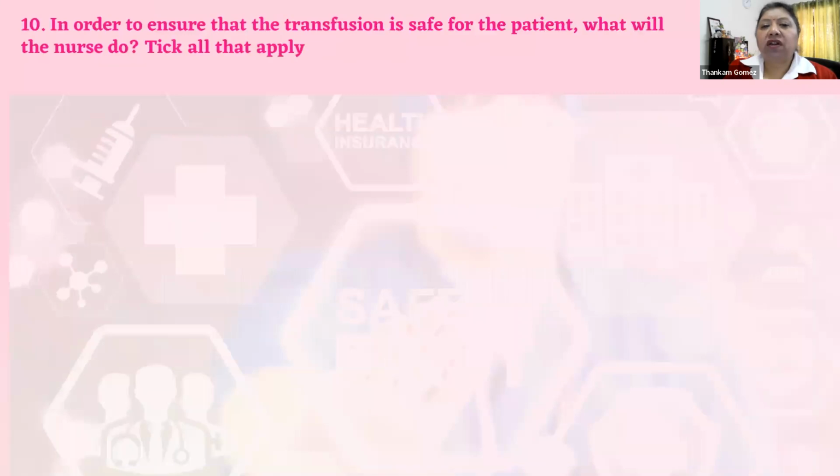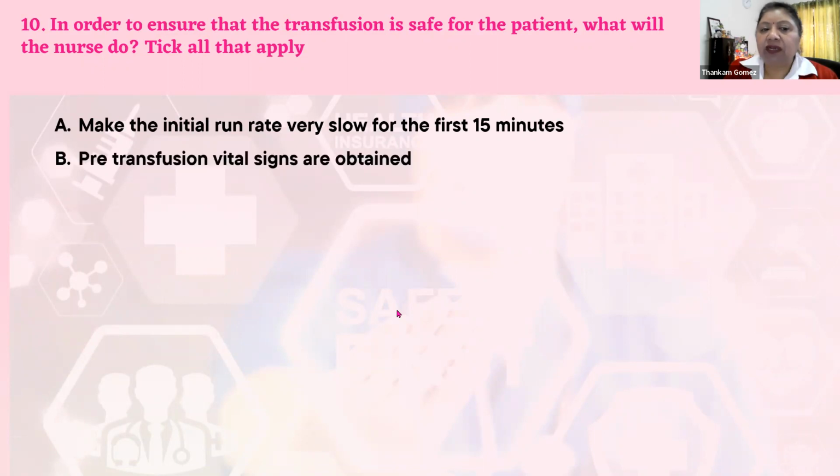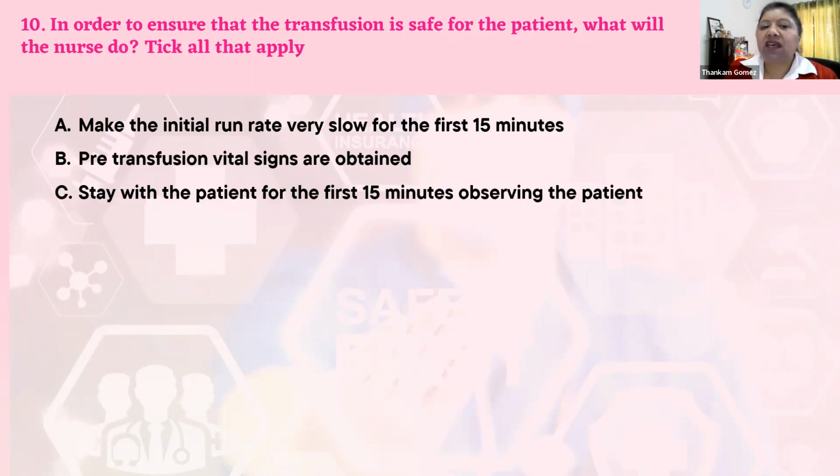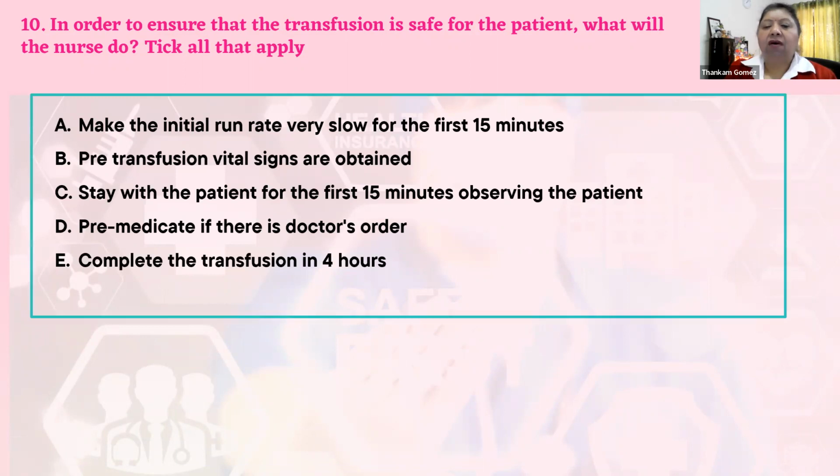In order to ensure the transfusion is safe for the patient, what will the nurse do? Tick all that apply. Make the initial run rate very slow for the first 15 minutes. Pre-transfusion vital signs are obtained. Stay with the patient for the first 15 minutes observing the patient. Pre-medicate if there is a doctor's order. Complete the transfusion in 4 hours. Oh, I got the answer also correct. Tick all that apply. You should have ticked all of it.